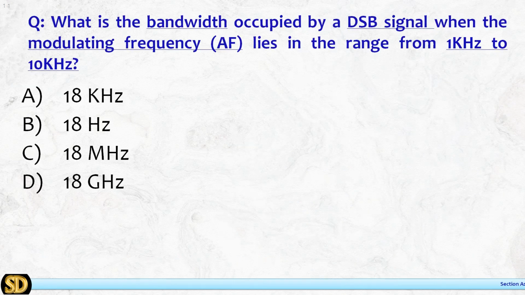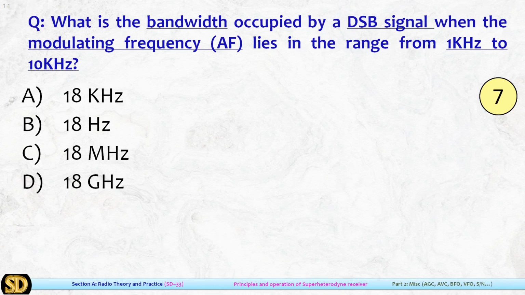So question 1. What is the bandwidth occupied by a dual sideband signal when the modulating frequencies are 1 kHz and 10 kHz respectively? Do it yourself. Choose the right answer.